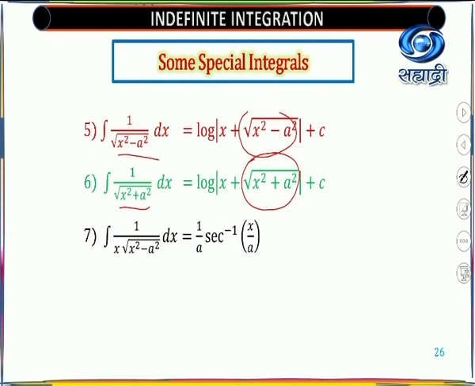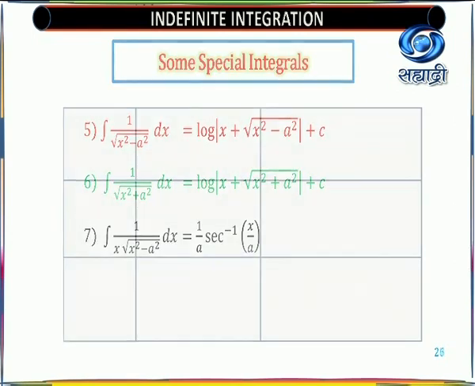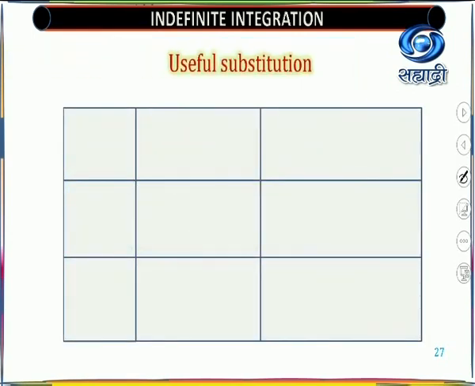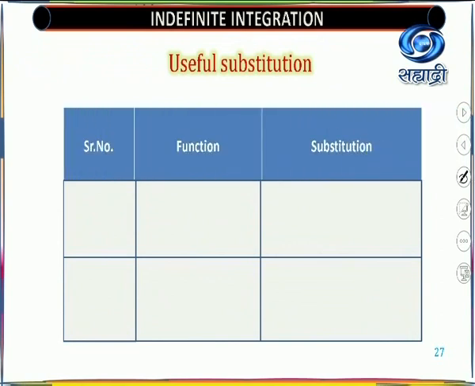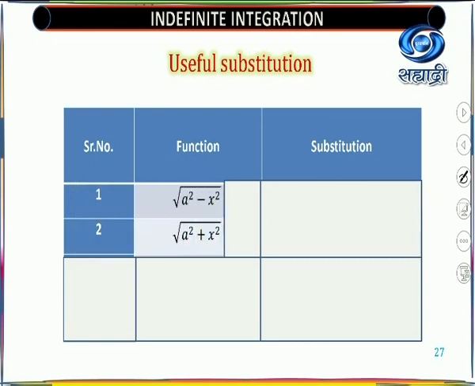Next one is again a trigonometric function, that is integral 1 upon x root of x square minus a square, which is 1 upon a sec inverse x by a. Now, standard substitutions for these types of examples. Look here, these are substitutions for the root sign: root of a square minus x square and root of a square plus x square.